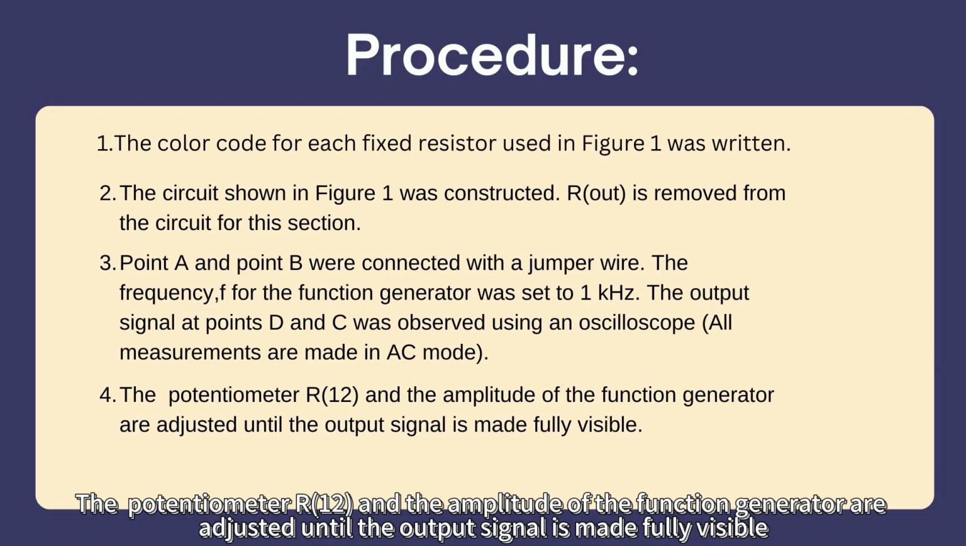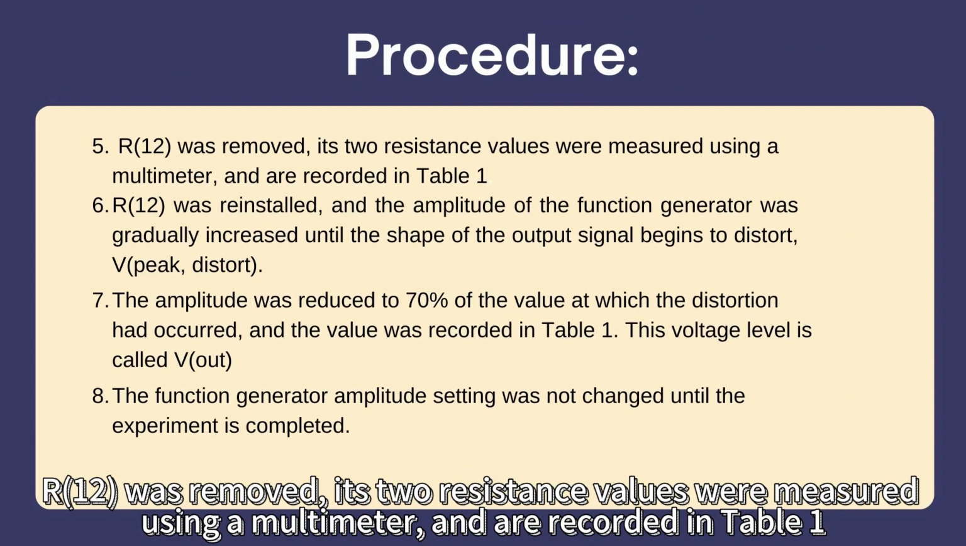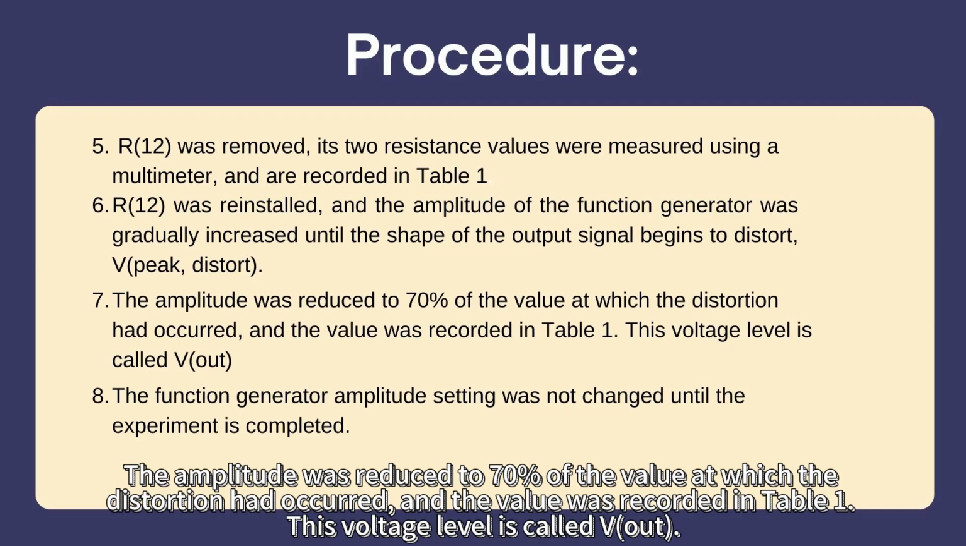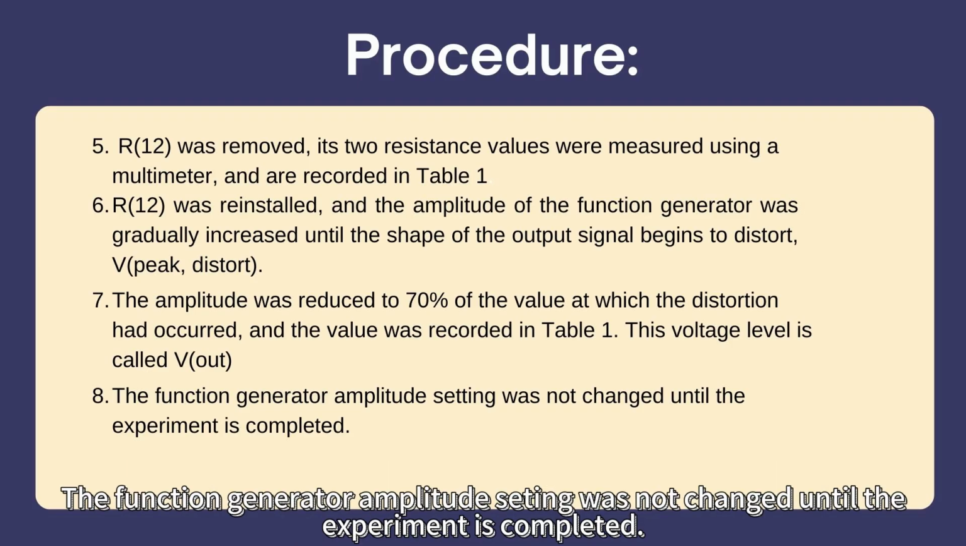Fourth, the potentiometer R12 and the amplitude of the function generator are adjusted until the input signal is made fully visible. Fifth, R12 was removed. Its two resistance values were measured using a multimeter and were recorded in table 1. R12 was reinstalled and the amplitude of the function generator was gradually increased until the shape of the output signal began to distort. 7. The amplitude was reduced to 70% of the value at which the distortion had occurred, and the value was recorded in table 1. This voltage level is called Vout. The function generator amplitude setting was not changed until this experiment is complete.